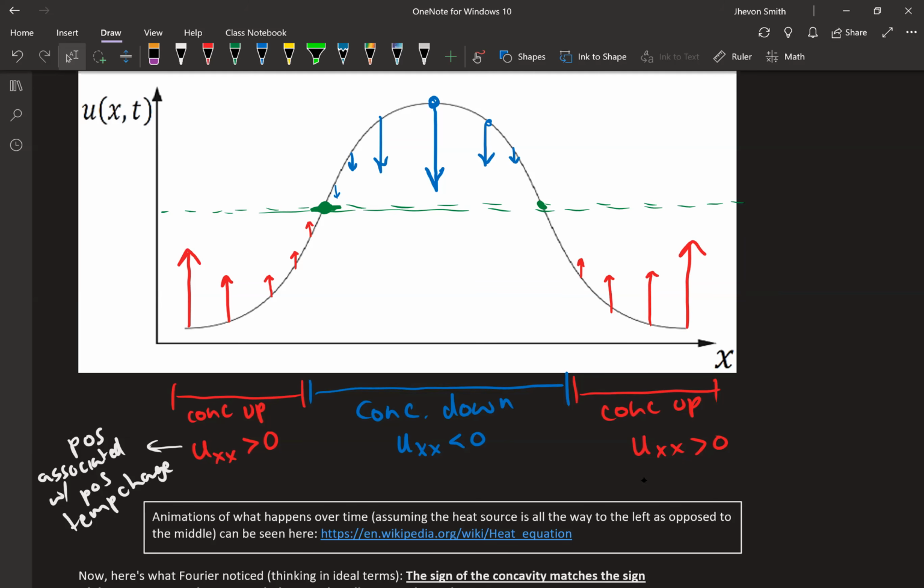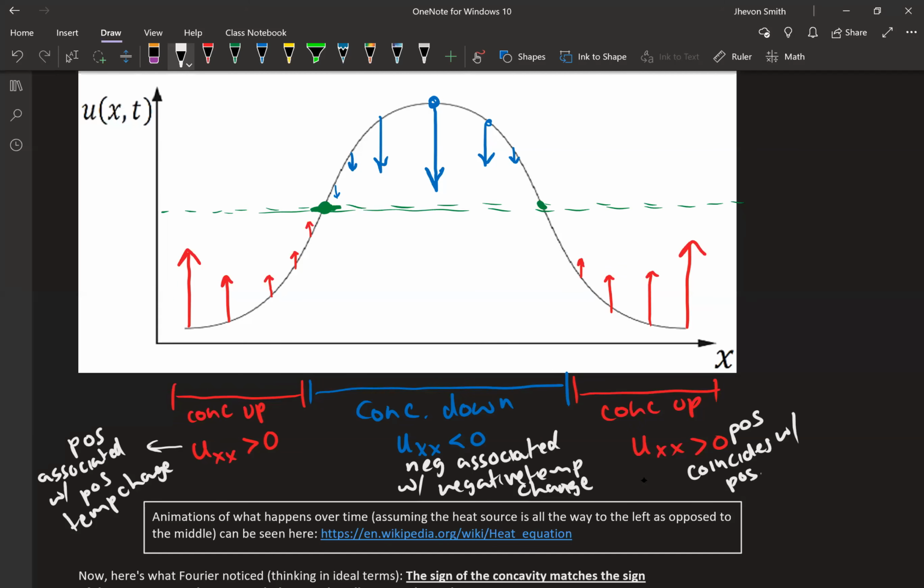Similarly here, negative. And what's happening in the middle when it's negative? The temperature is dropping. It's associated with a negative temperature change. So the temperature is falling in the middle, but it's rising at the ends. And this happens to coincide with the sign of the second derivative. Again, positive, and coincides with positive temperature change.